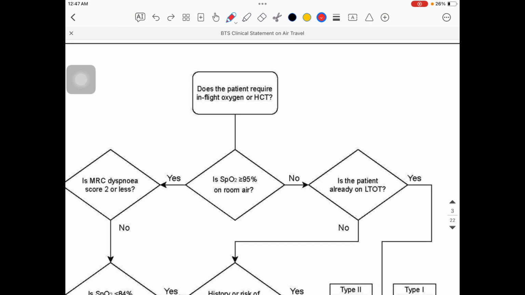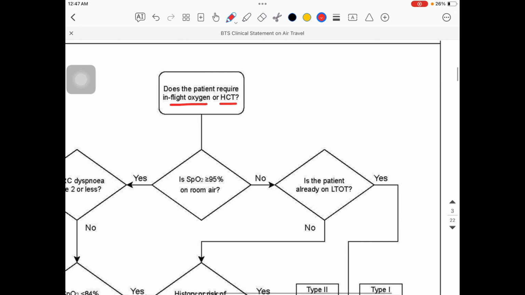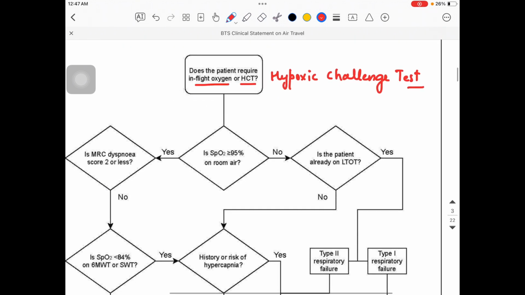First of all, we need to ask ourselves whether this patient requires in-flight oxygen or the HCT. About the HCT, I will talk about that in a separate video. HCT is nothing but the hypoxic challenge test. Don't worry, I will talk about this test in detail in another video. So the first question is whether this patient needs in-flight oxygen or whether we need to do the hypoxic challenge test. Let's find out.